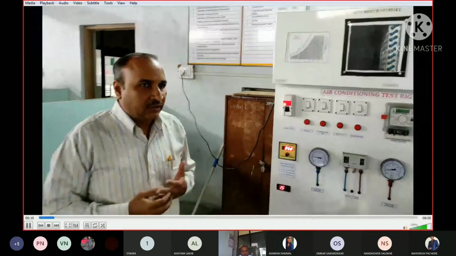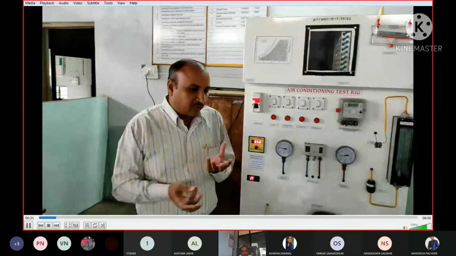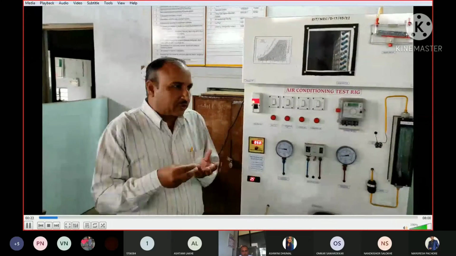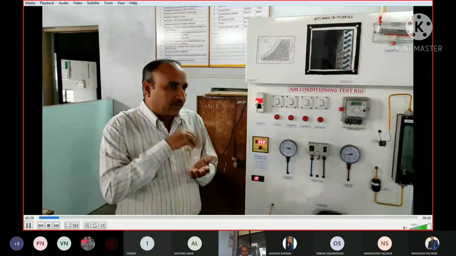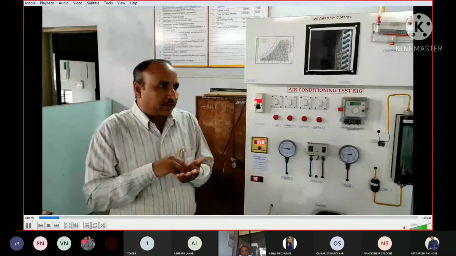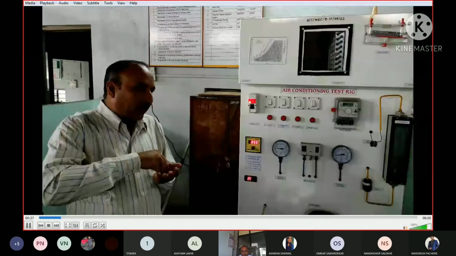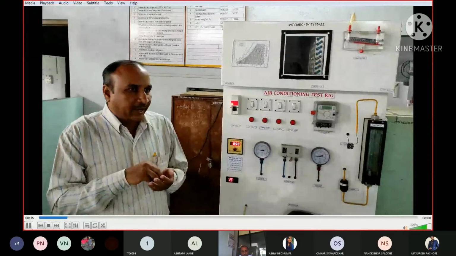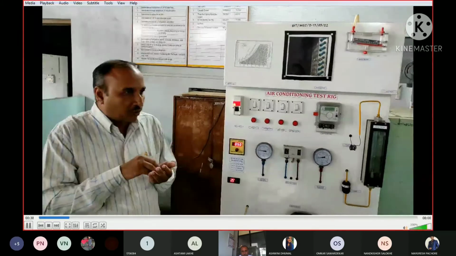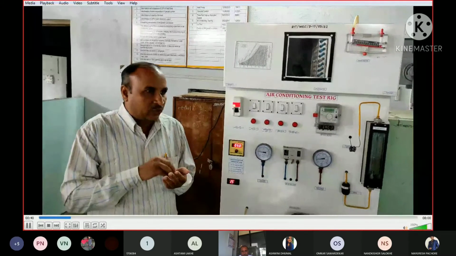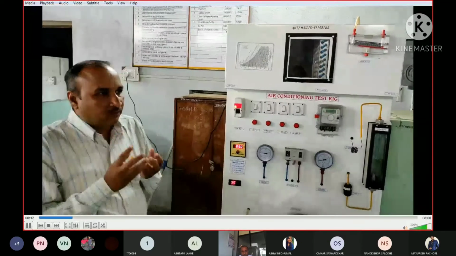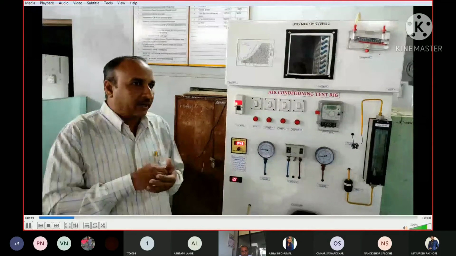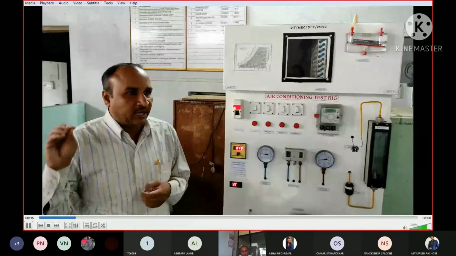What is meant by saturated? If you take a glass of water and add sugar and stir, it becomes sweet. Once again, if you add and stir, it will dissolve some more sugar. But after 3-4 times, if you add more, it will not dissolve. So it means that this water has been saturated by the sugar. Similarly, there is some limit of adding water vapor into the air, and that limit is called saturated air.